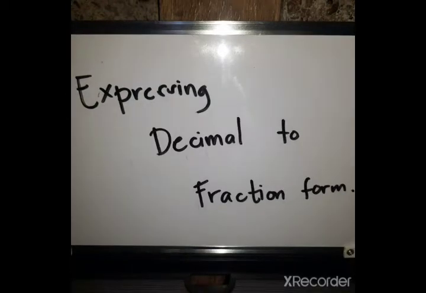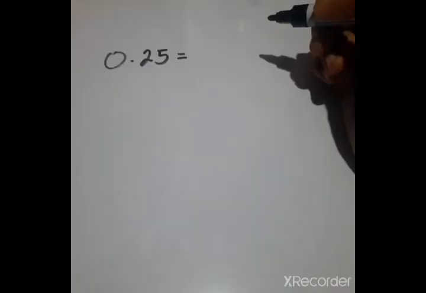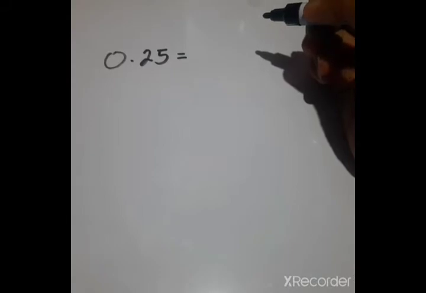A decimal is changed to a fraction by using its digits as the numerator and selecting an appropriate power of 10 as the denominator. The fraction can be changed to lowest terms when possible. For you to understand that further, let's have an example. For our first example, we will express 0.25 in fraction form.